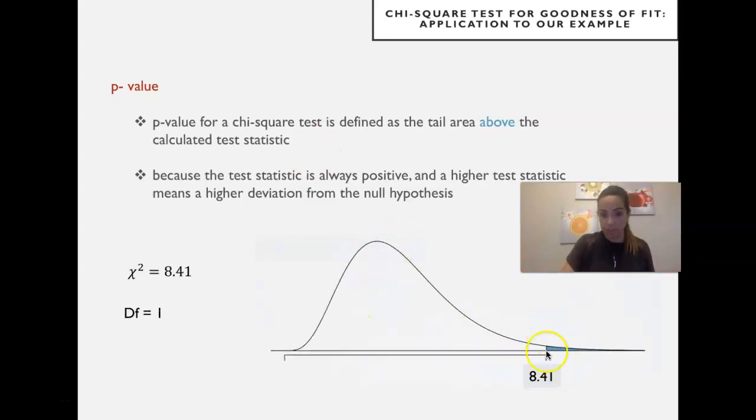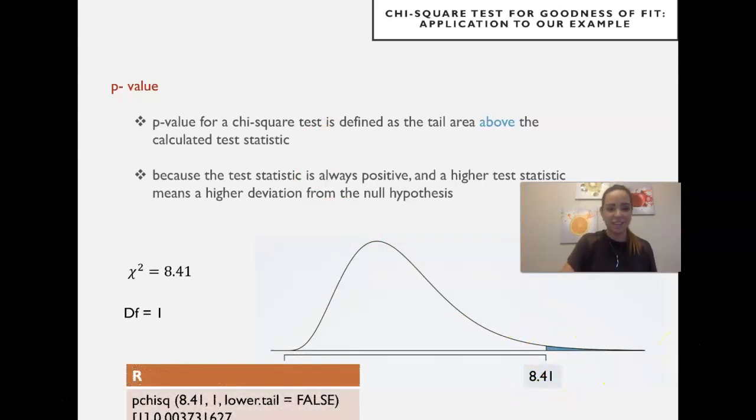So we have here, what's the probability of getting 8.41 or greater, and the probability is 0.003. That's less than 0.05, so we reject the null hypothesis, right? So here's the probability of getting this test statistic or greater because we're setting lower tail to false, and we want the 1 degree of freedom distribution.